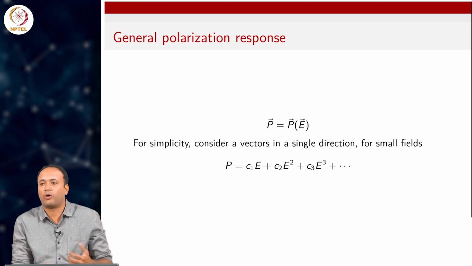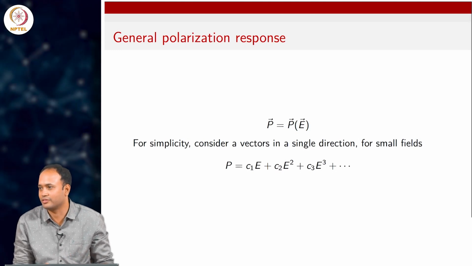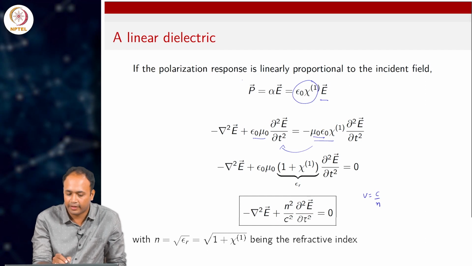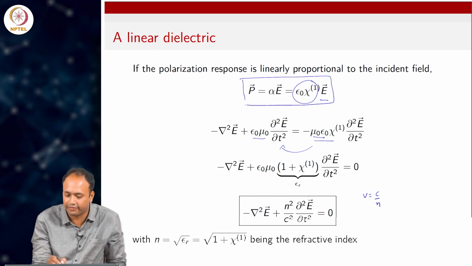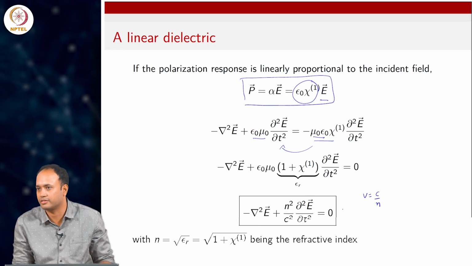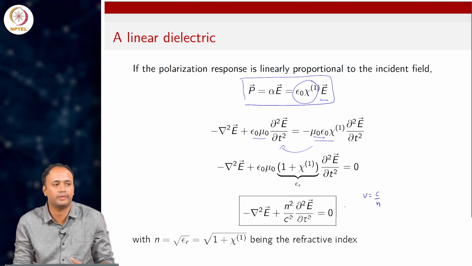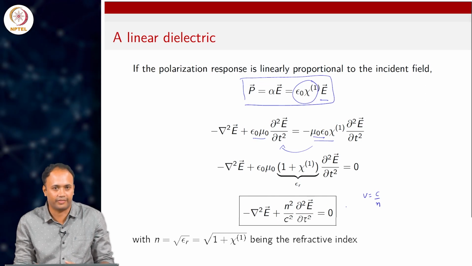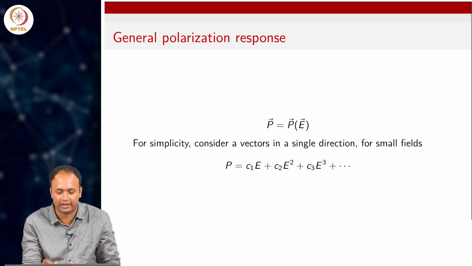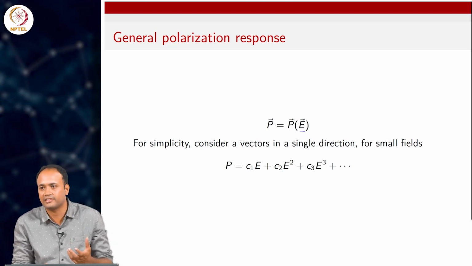Now however, this is not the most general approach. So P being proportional to, let me go back to this slide, P being proportional to the electric field through a constant epsilon naught chi 1 is essentially an approximation, because why should it just be linearly dependent on the electric field? In general, P should be a function of the electric field, because you take some medium.